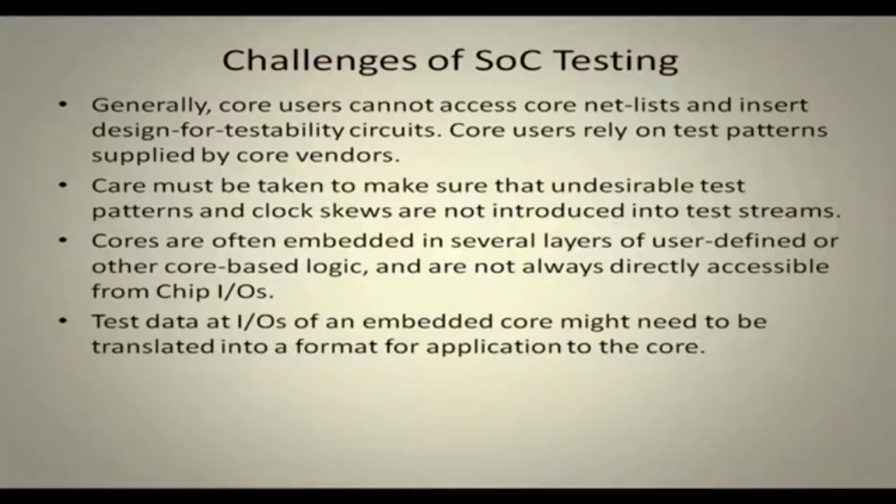So, test data at the IOs of an embedded core might need to be translated into a format for application to the core. So, this is another issue. Sometimes we need to do some format conversions. Maybe the test pattern has been stored in the ATE in some format, and then when it is applied to the core, it needs some conversion. It is particularly true when we have this test compression in the picture. So, the test pattern that is stored in the ATE is in some encoded form, and in the encoded form the test data is transported somehow to the core, and then at that core we need to do something so that we get back the original test vector.